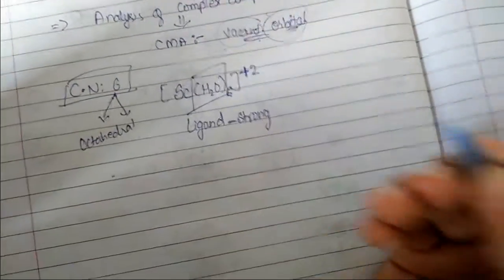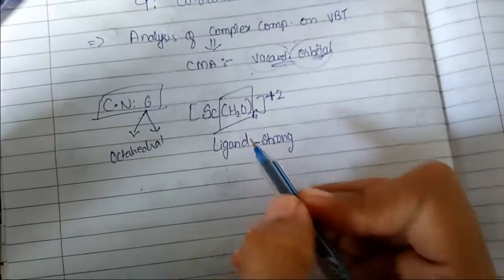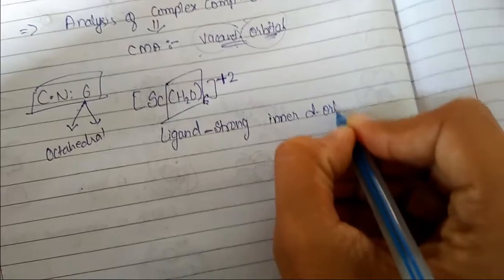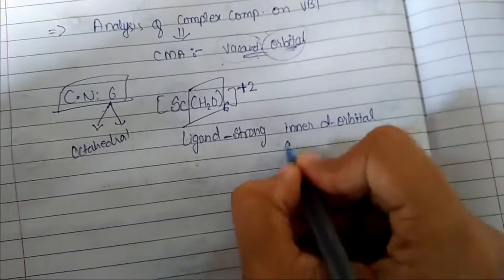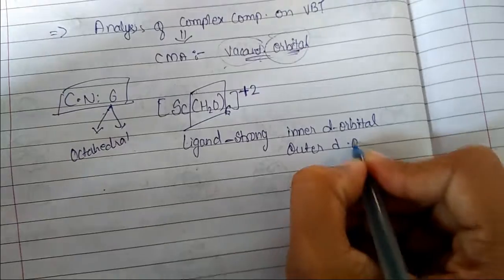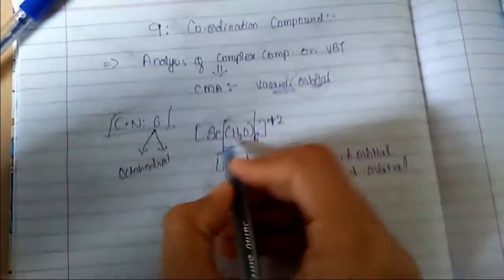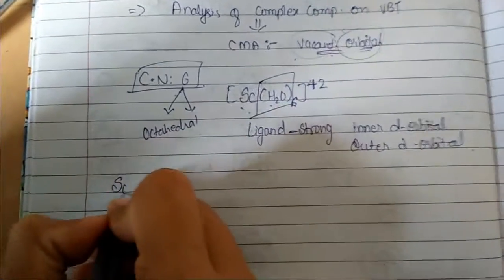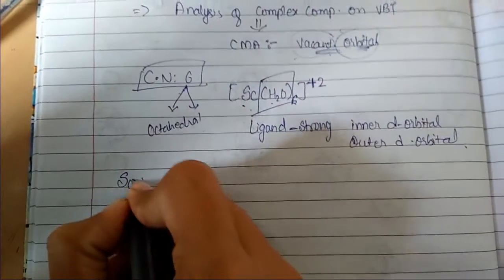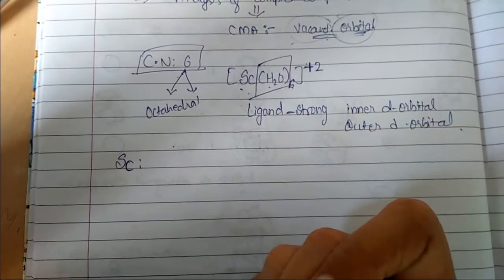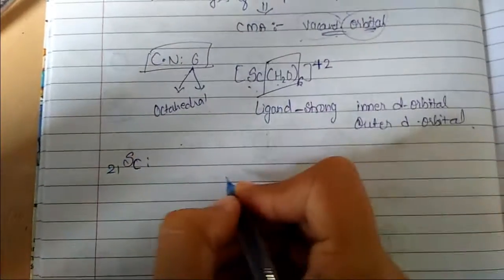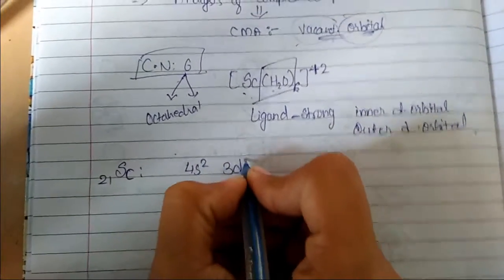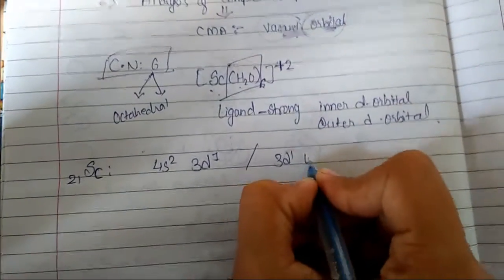If the ligands are strong field, then they will try to pair up the electrons and will give inner d orbitals, and if the ligands are weak, then they will give outer d orbitals, right? So here, scandium [Sc(H2O)6]2+. Atomic number of scandium is anyone? Yes, atomic number of scandium is 21. So the electronic configuration is 4s2 3d1, or as we are writing, 3d1 4s2, right?